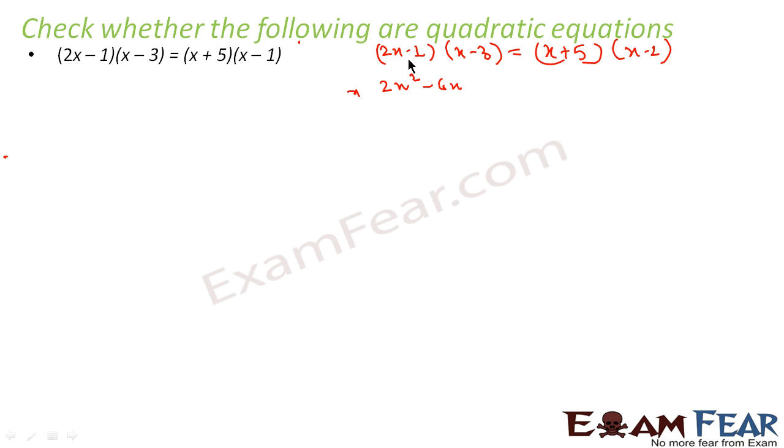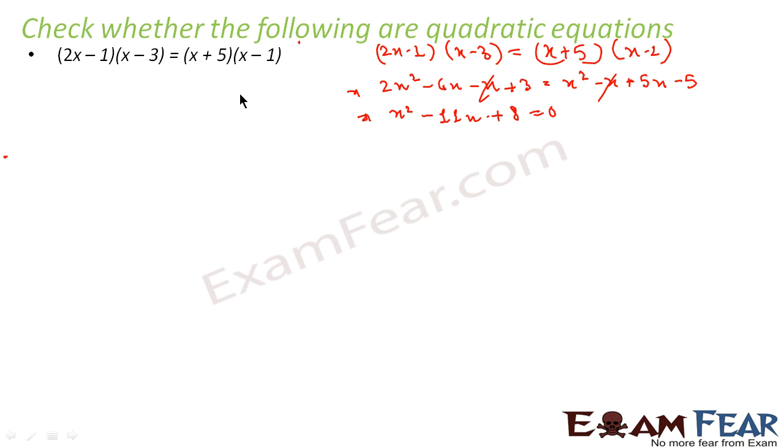And minus 1 into x is minus x, and minus 1 into minus 3 is plus 3, is equal to x into x is x square, x into minus 1 is minus x, plus 5 into x is 5x, plus 5 into minus 1 is equal to minus 5, correct? So this becomes x square minus 6x minus 5x, this minus x minus x is cancelled, x square minus 6x minus 5x is nothing but minus 11x, plus 3 minus 5 is nothing but plus 8. So this is my equation, x square minus 11x plus 8 is equal to 0.